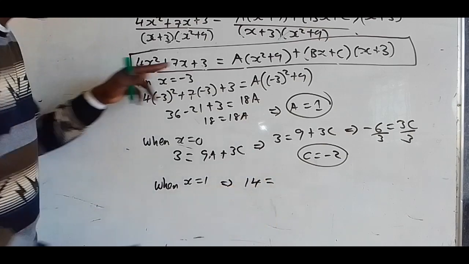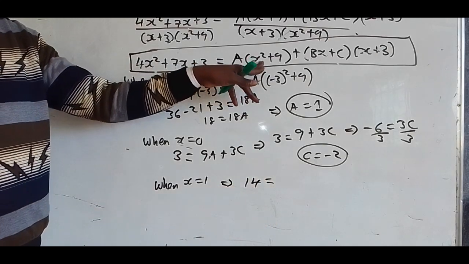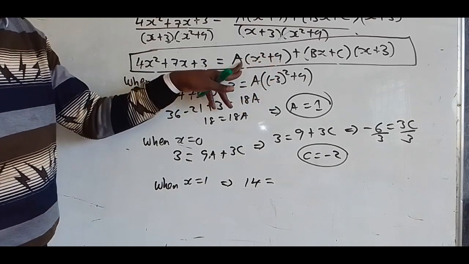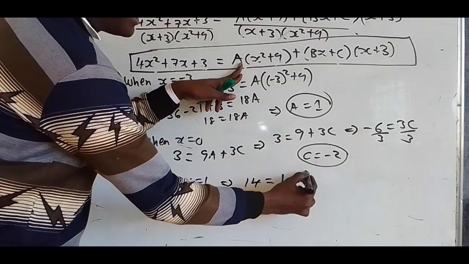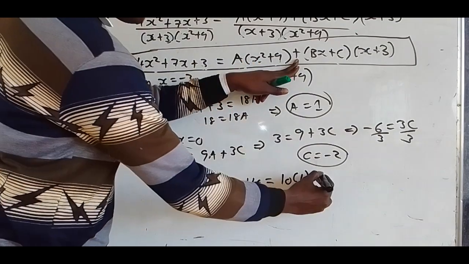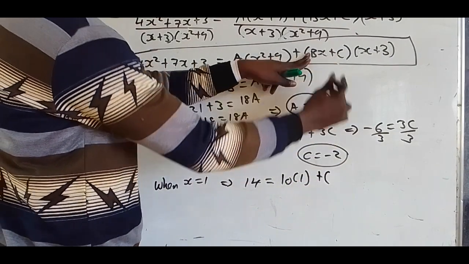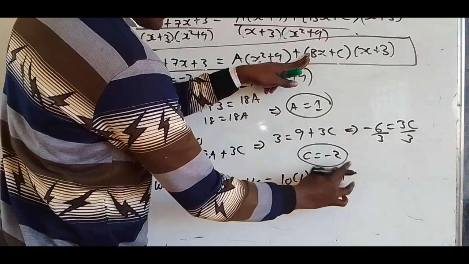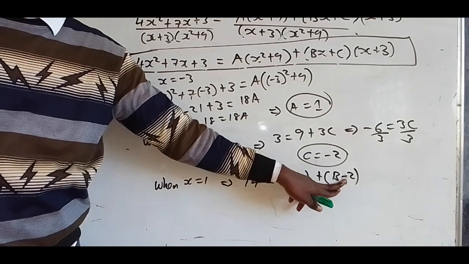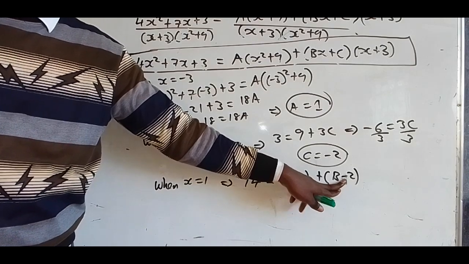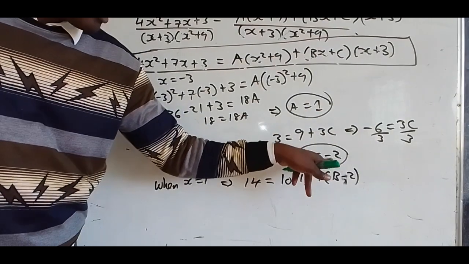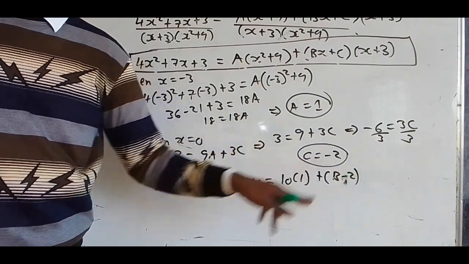4 plus 7 plus 3 is 14, equal to, x is 1, 1 squared is just 1. 1 raised to anything is 1, isn't it? 1 plus 9, 10a. 10a, a is 1. Are you seeing that? Then plus bx, x is 1, so it is b plus c. Remember c is negative 2. You see, you are substituting what you know. This is bx, x is 1, meaning it is b plus c, but c is negative 2.